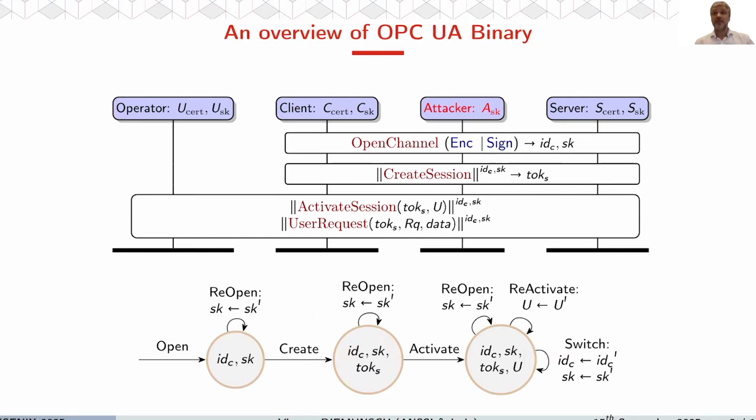The protocol state machine is quite complex for various reasons. First, a secure channel needs to periodically renew its symmetric keys, and that is done by reopening the channel. Then, a session can be reactivated by another user. Indeed, sessions are handed over to new operators at shift change. Finally, a session can switch to a new secure channel for better reliability, precisely to overcome the loss of a secure channel.